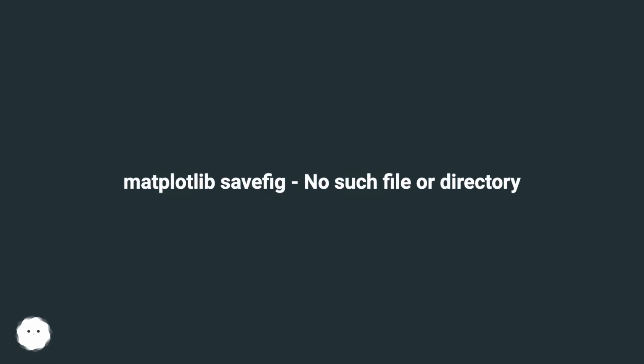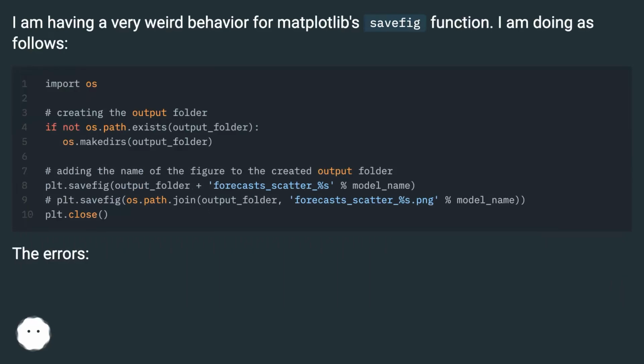Matplotlib Savefig, no such file or directory. I am having a very weird behavior for Matplotlib's Savefig function. I am doing as follows. The errors.